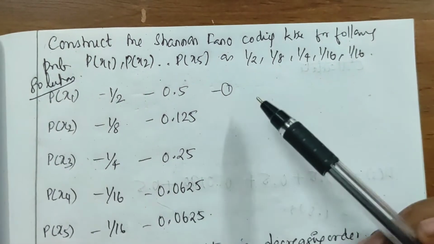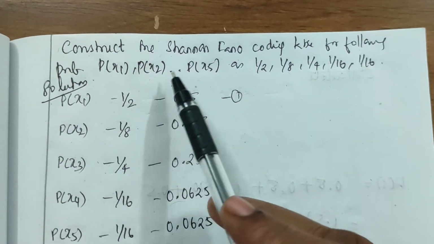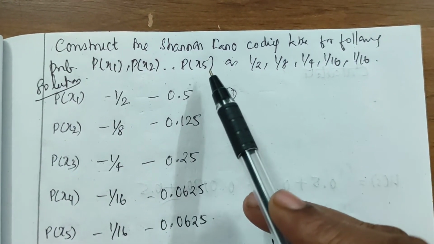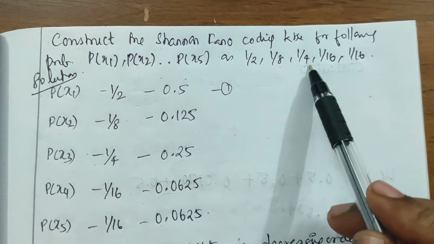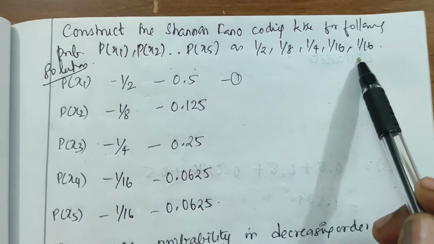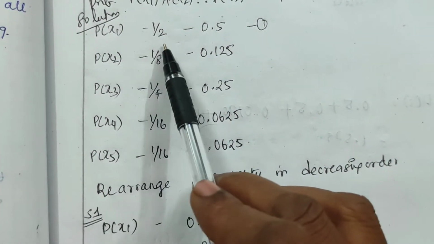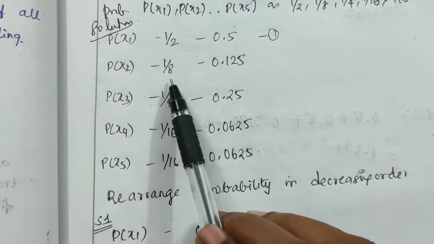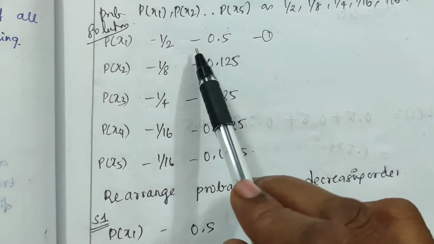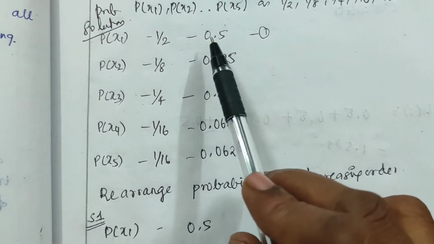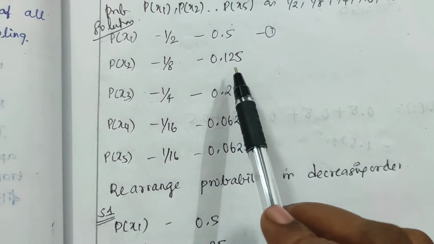Construct the Shannon-Fano coding for the following probabilities. You have mentioned P of x1, P of x2, P of x3, P of x4, P of x5 as 1 by 2, 1 by 8, 1 by 4, 1 by 16 and 1 by 16. So for this the solution here is for P of x1 you have 1 by 2, for P of x2 it is 1 by 8 and P of x3 it is 1 by 4. So you have to give the values. So it is 1 by 2 is 0.5, 1 by 8 is 0.125.